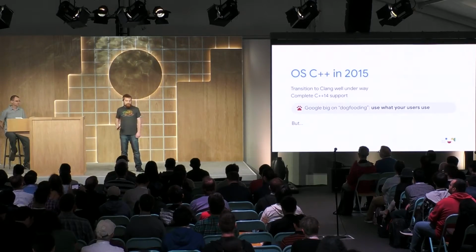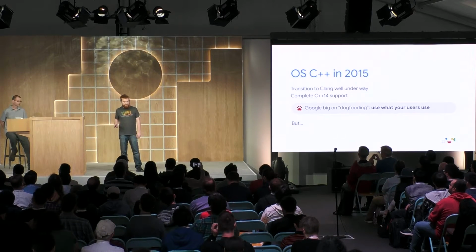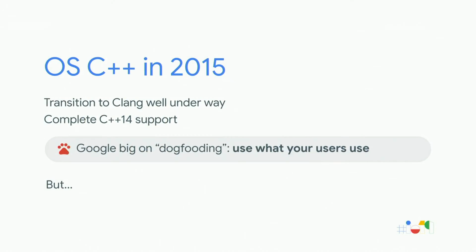Yes, so like Elliott said, we took over in about May 2015. That was NDK R10E at the time. So I'm going to be covering from then on. To give some perspective, what the OS C++ experience looked like back then, this was Marshmallow. We were most of the way done with that. We had the transition to Clang well underway at that point. We'd moved a device in its entirety. We were working on others. We had complete C++14 support from libc++ at that point. Google is big on dogfooding, so the idea being, we should be using what you're using so that we find the bugs before we ship them to you.